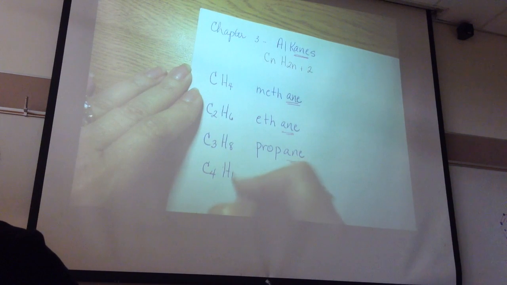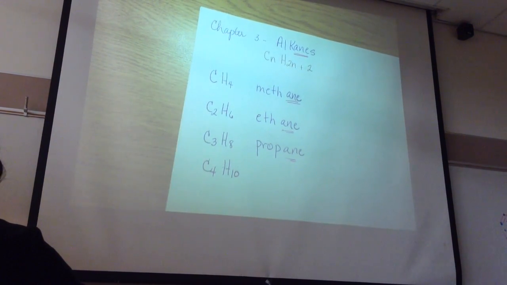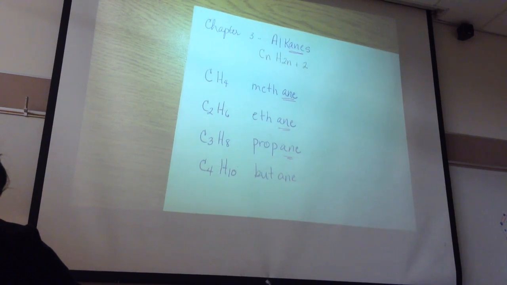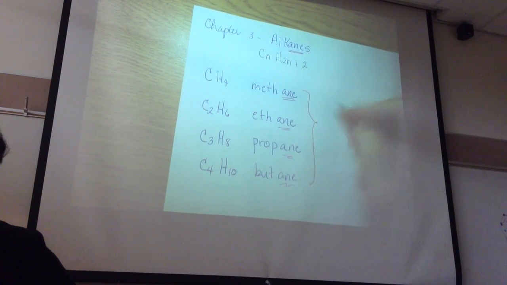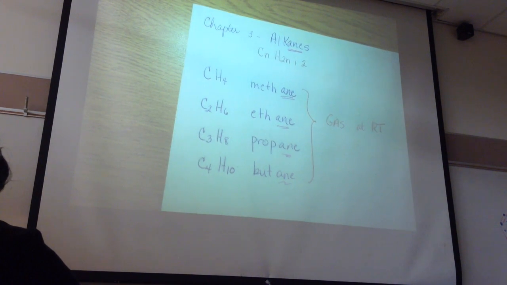And then we have C4H10, and this is butane. Butane is actually a gas. So all of these 4 are gas at room temperature. They exist as gases at room temperature.